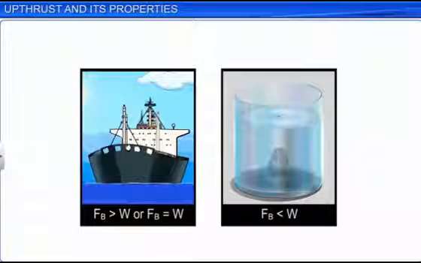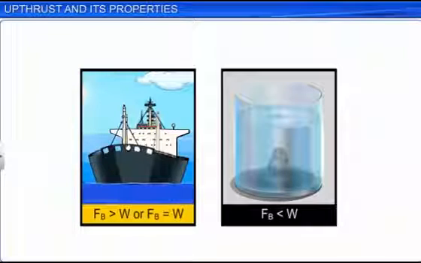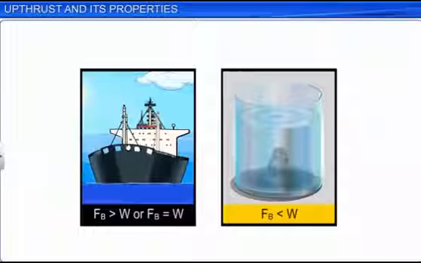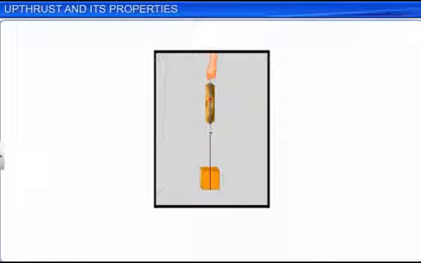Upthrust can be greater than, equal to, or less than the weight W of the body. This upthrust determines whether the body floats or sinks in a fluid. If Fb is greater than W or Fb is equal to W, then the body will float. But if Fb is less than W, then the body will sink. Upthrust, being a force, is measured in Newton, N.